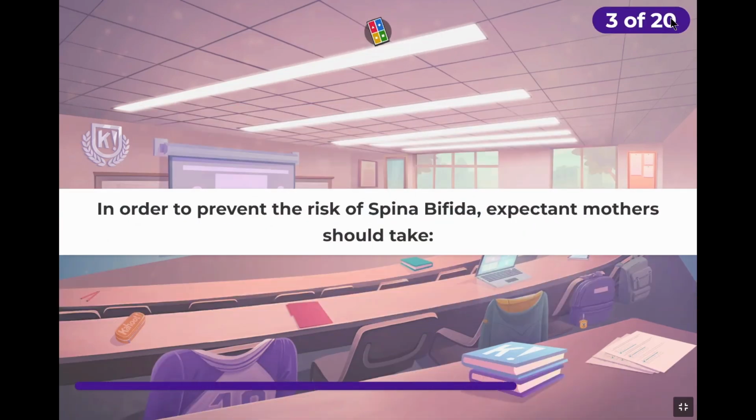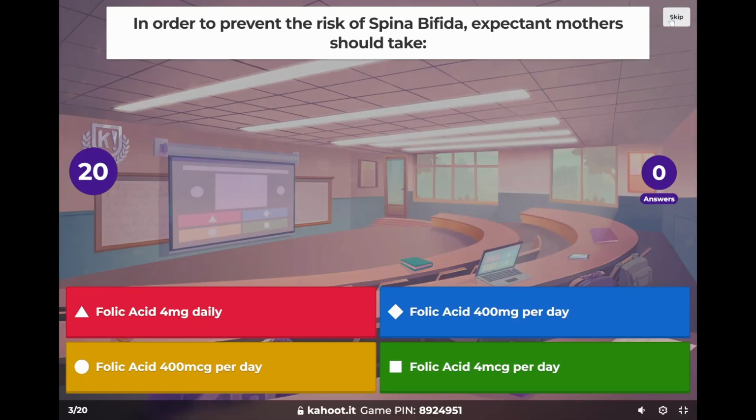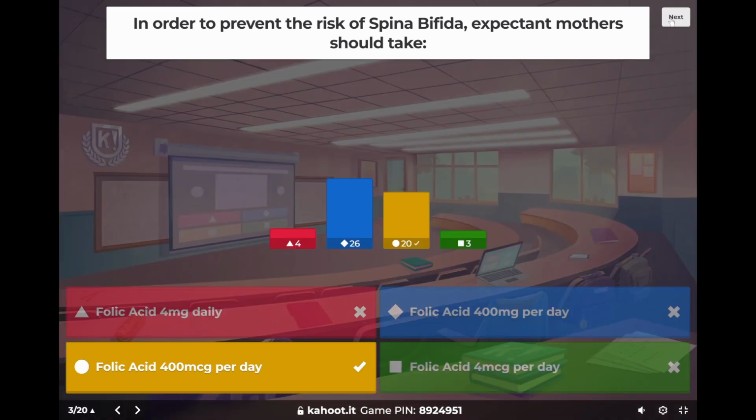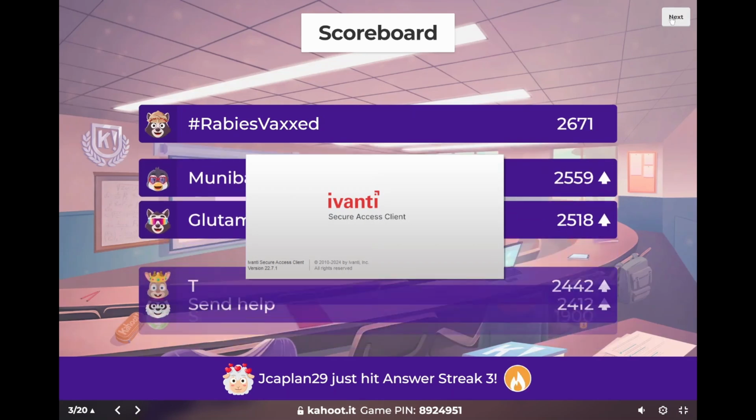Okay, in order to prevent spina bifida, what should mothers take? Read. I told you day one. I know that it's this. Okay. Make sure you read all the words.